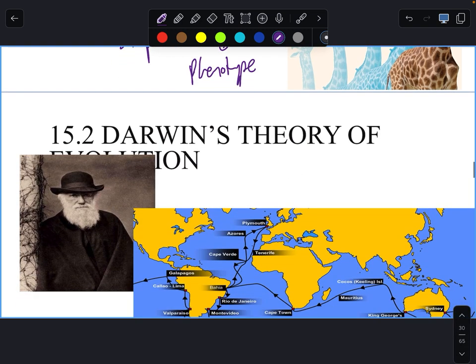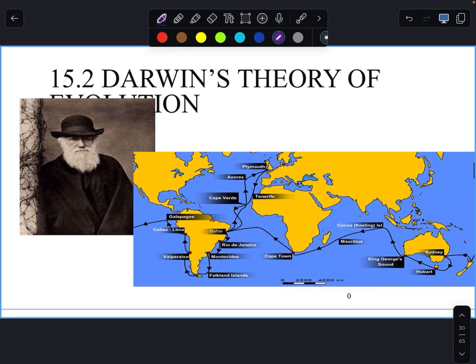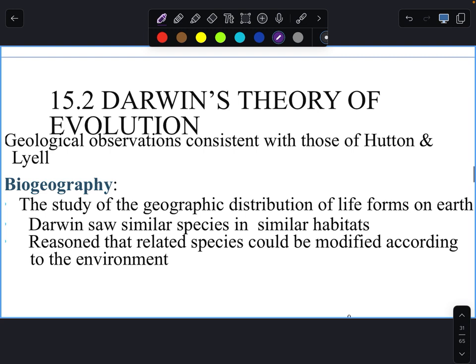Okay? And so here's Darwin as an old man, but this was his trip on the HMS Beagle, 5 years. He almost died multiple times. Of course, the Galapagos is where a lot of his theories came to be. He liked some places, he hated others. Not going to go into all of that.